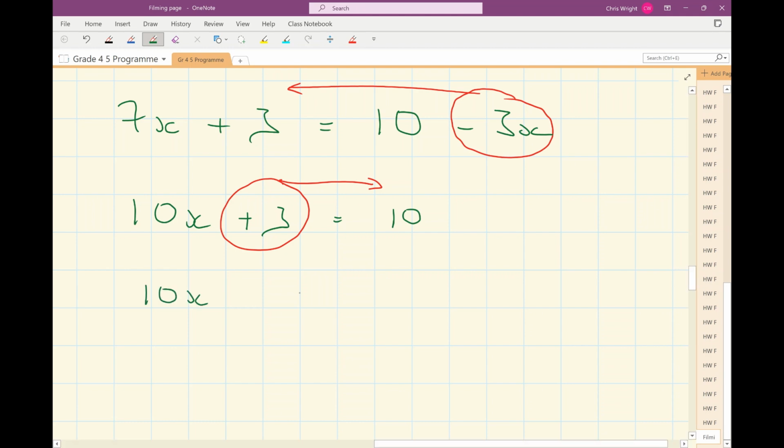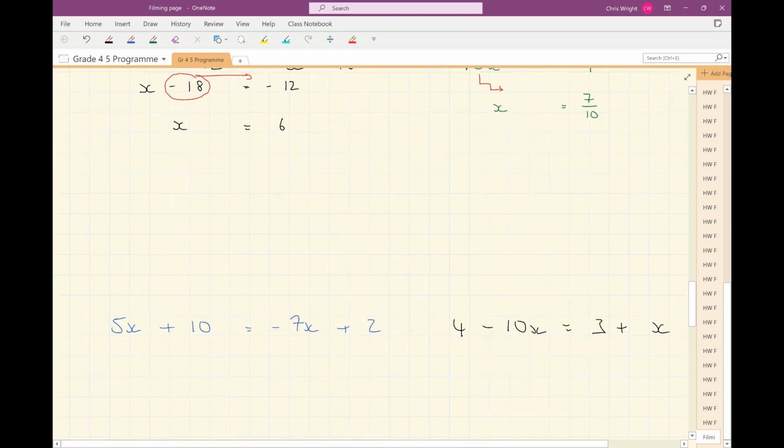10x equals 10 minus 3, 7. Escalate down the 10, put that in red. Escalate down the 10, x equals 7 divided by 10, 7 tenths, or 0.7.